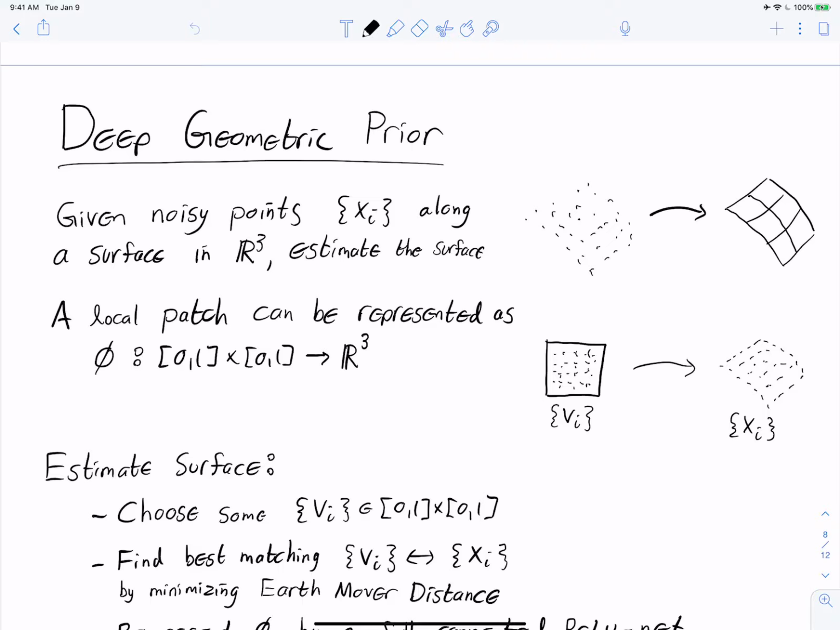Mathematically, we could represent a local patch as a function that maps the square in R2 into a region in R3, and we're going to try to find this function phi. Here we're going to take some collection of points vi, which live in the unit square in R2, and map them to the xi's that we received. Although I shouldn't say precisely, because we actually only want to extract the smooth surface that underlies these noisy points xi.